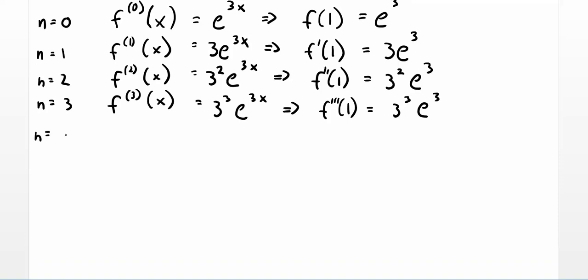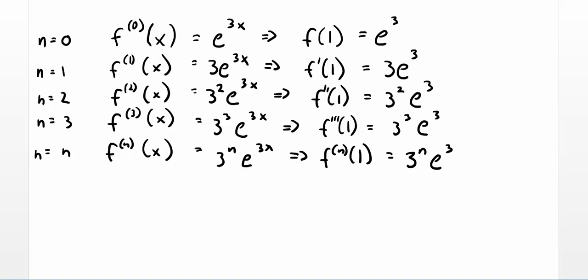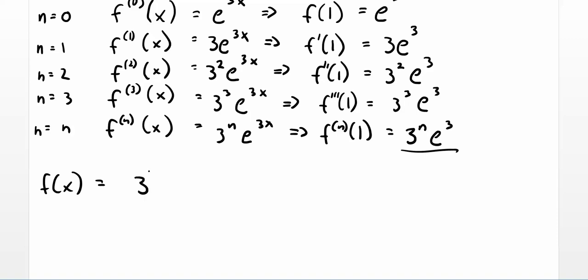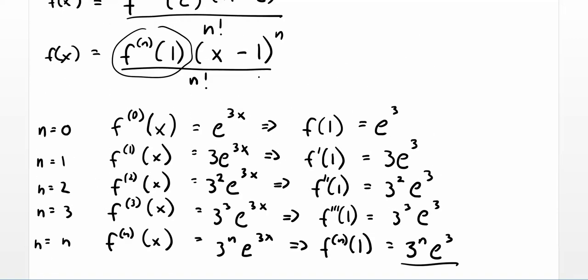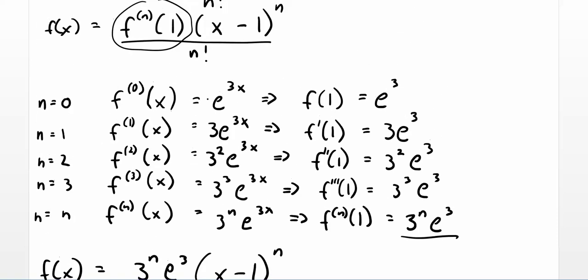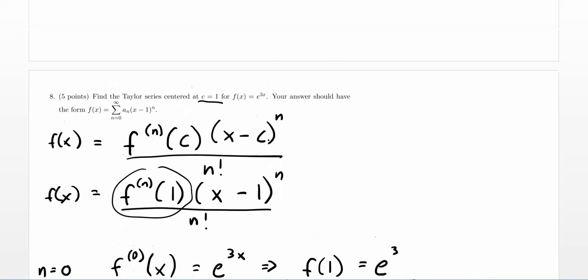And finally, for n equals n, the nth derivative is equal to 3 to the n e to the 3x, which means the nth derivative evaluated at 1 is equal to 3 to the n times e to the third. So now we can just plug in. This term here corresponds to this. We'll say f of x is 3 to the n times e to the third. This part, there's not really much to rewrite, so x minus 1 to the n divided by just n factorial on bottom. And that is our Taylor series, centered at c equals 1.